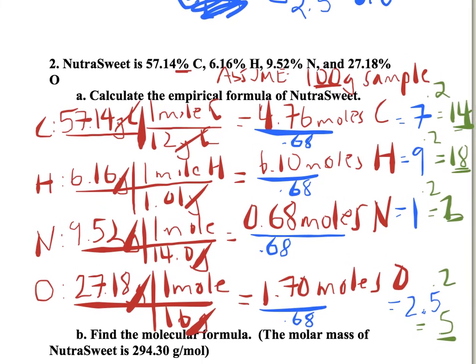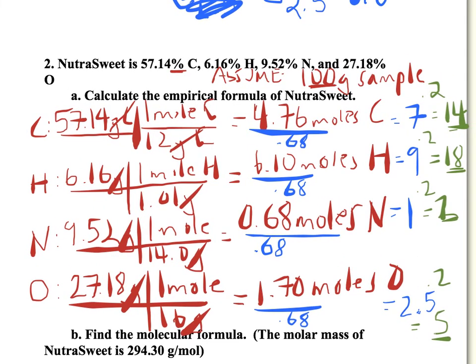I'm just going to pull it up a little bit. What I would write here now, my final answer would be 14 carbons, so C14, 18 hydrogens, H18, 2 oxygens, O2, and 2 nitrogens, N2, and 5 oxygens, O5. Boom. There is my empirical formula for NutraSweet, the artificial sweetener that people put in their drinks.